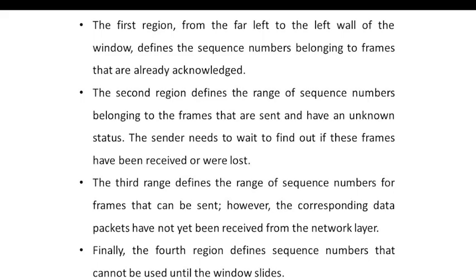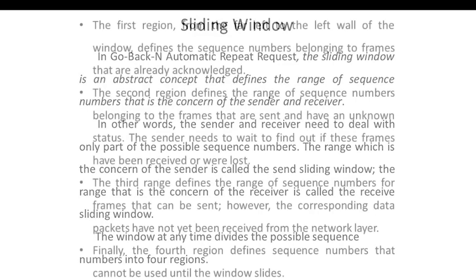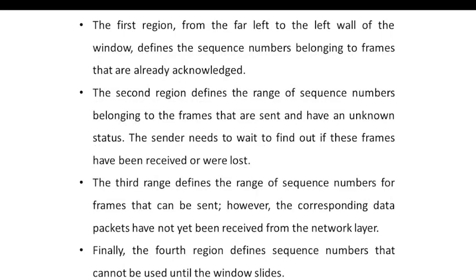So here the window at any time divides the possible sequence numbers into four regions. The first region, from the far left to the left wall of the window, defines the sequence numbers belonging to the frames that are already acknowledged. The second region defines the range of sequence numbers belonging to the frames that are sent and have an unknown status.